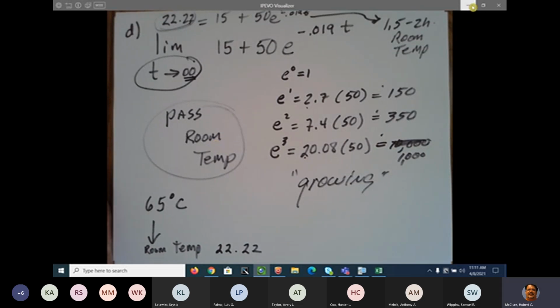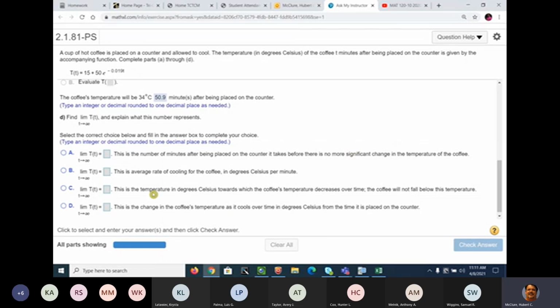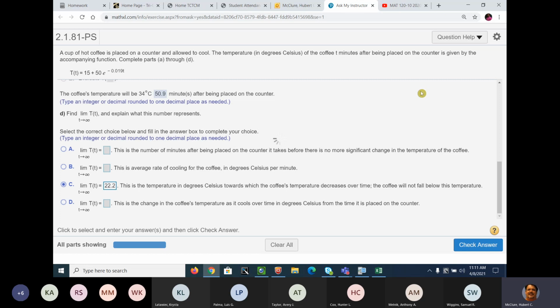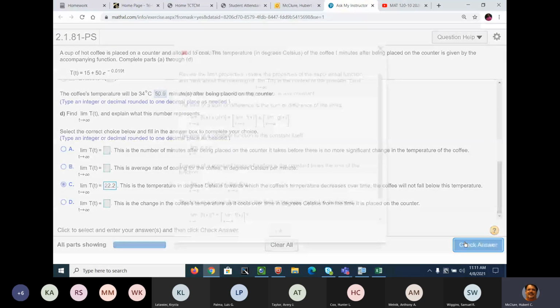And that's what they're asking you there. So whichever one, can somebody read those four right quick? It takes before there is no significant change in the temperature of the coffee. Over time, the coffee will not fall below this temperature. I would say this one. And what did we say it was? 22.2? 22.2. That's what I would say, but they're probably wanting the actual 15 plus 50 or 15 degrees.